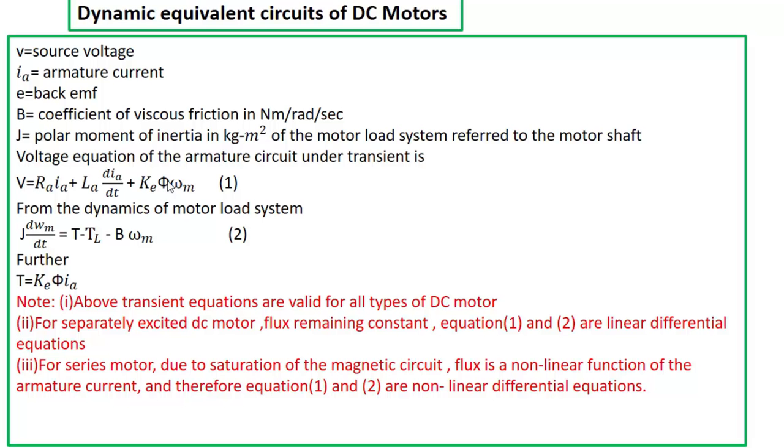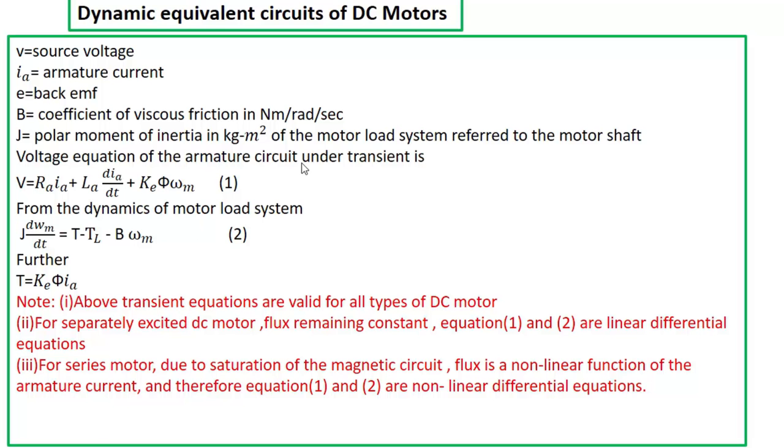So the above transient equations are valid for all types of DC motors. You just have to represent this flux: in a separately excited motor or a shunt motor, you have to consider it as constant. So point number 2, for a separately excited DC motor, with flux remaining constant, equations 1 and 2 are linear differential equations.